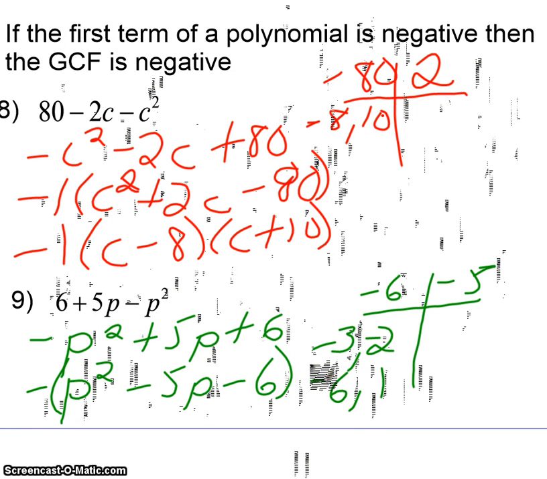Because the two numbers have to have different signs to multiply to a negative 6, right? So if I do negative 6 and positive 1, I made the 6 negative because they add to a negative 5, so the larger term has to be negative. So bring down the negative up front. I have p minus 6 times p plus 1.